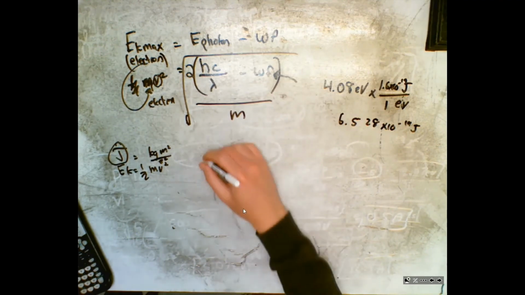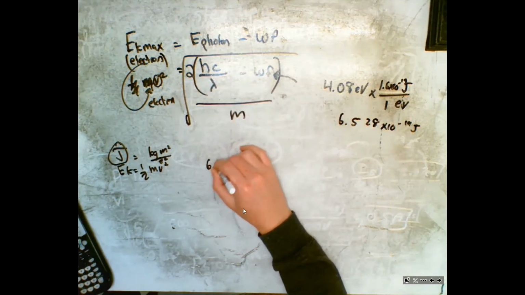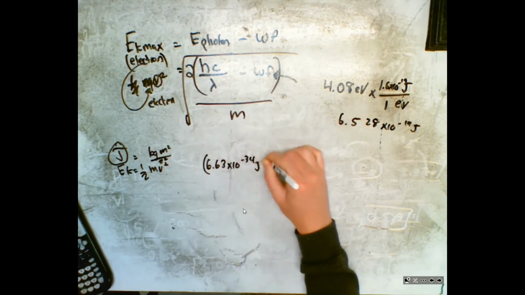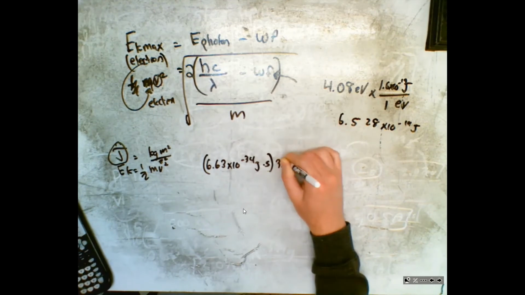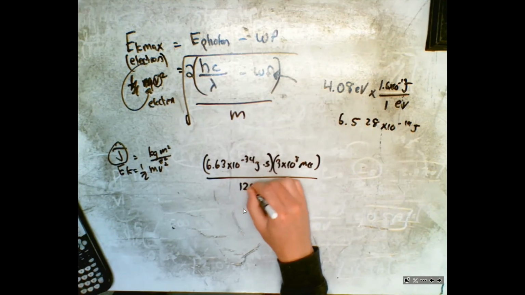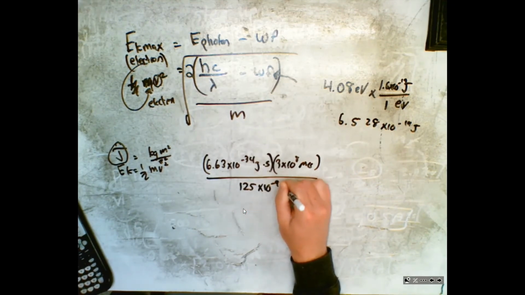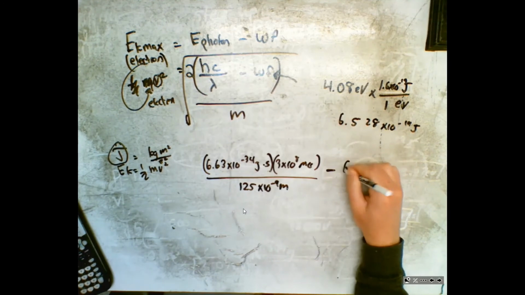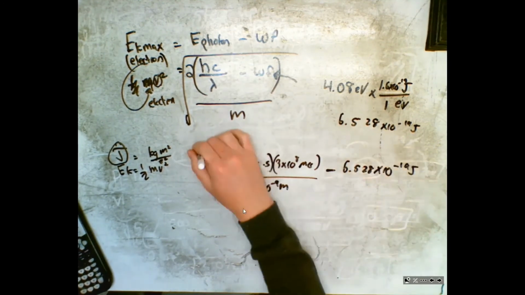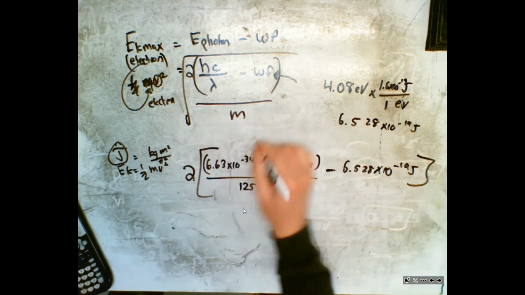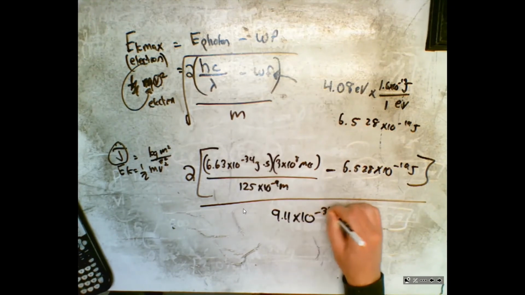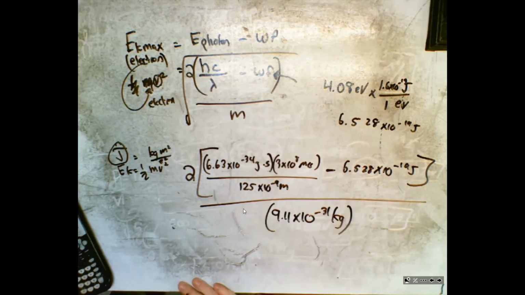So I want to use my h, so 6.63 times 10 to the negative 34 joule seconds, times the speed of light, divided by my wavelength of 125 nanometers. And I want to subtract this work function, 6.528 times 10 to the negative 19 joules. And I want to take this whole thing, multiply it by 2, and then divide it by the mass of the electron that I'm firing off. And remember, that's in your data booklet. Okay, and we need to square root it to finish it off.